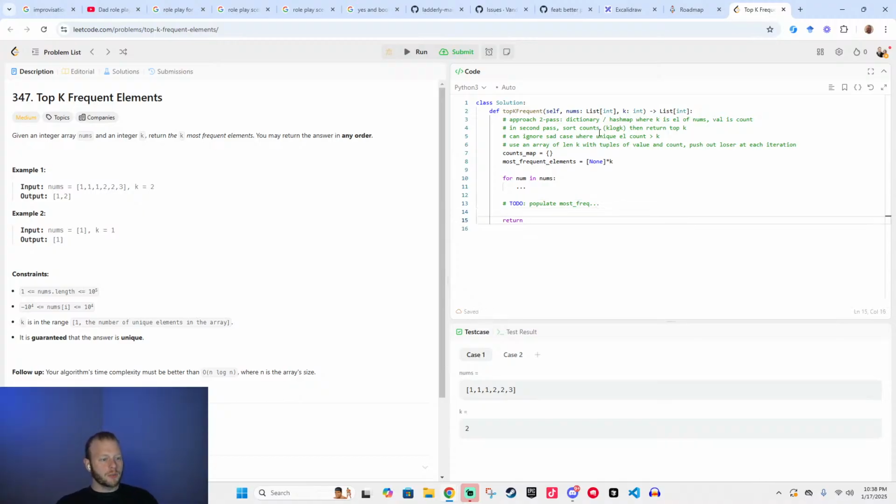And then I'll eventually return. I won't want to return the tuples. I will just return the most frequent elements. I could reuse that same structure, but I think it's cleaner to have two. Yeah, so we'll have two of these. I'll have most frequent elements and most frequent tuples.